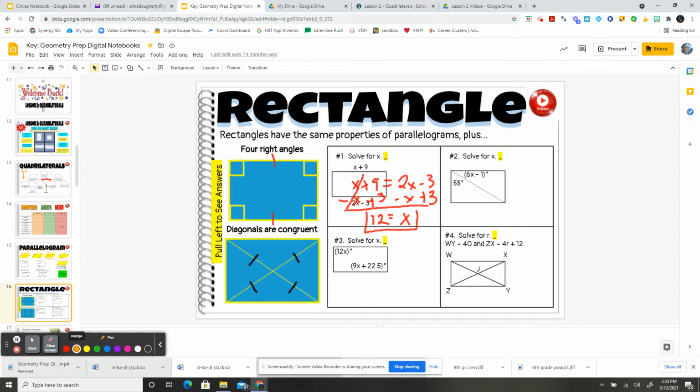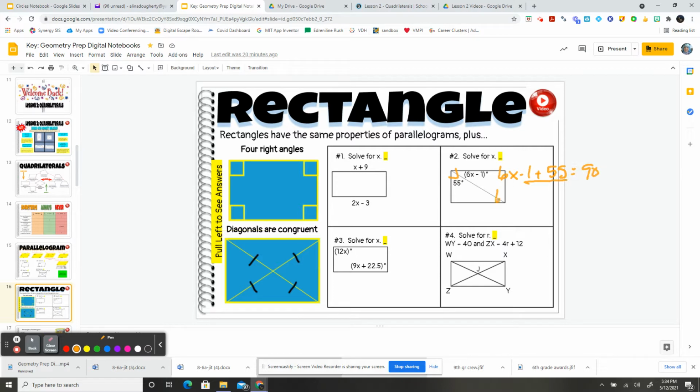In problem number 2, I know that rectangles have right angles. So if this is a right angle, these 2 angles should be what we call complementary. They should add up to 90 degrees. So I can write 6x minus 1 plus 55 equals 100. Oops. Let's try that again. 90 degrees, right? So 6x minus 1 plus 55 equals 90. See, even math teachers can make mistakes.